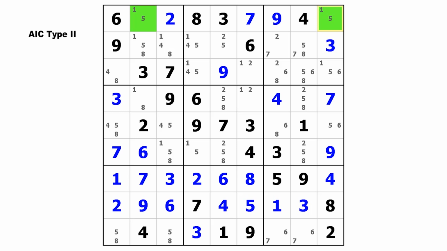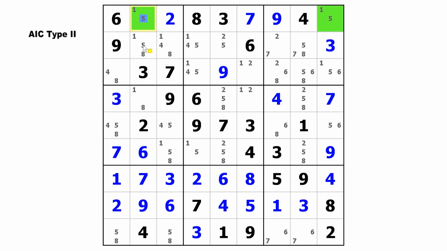But if we can connect those two cells with an AIC Type II, we will know which is which, because we will be able to immediately solve both of those cells. And this is huge, okay? So remember, the chain has to begin and end with a strong link, and it has to begin and end with different digits. So it will either start with the 1 and end with the 5, or it will start with the 5 and end with the 1. And it doesn't matter which cell you start on or which direction you go, because the chain will be reversible. So let's take a shot and start here on this 5 and see what happens.